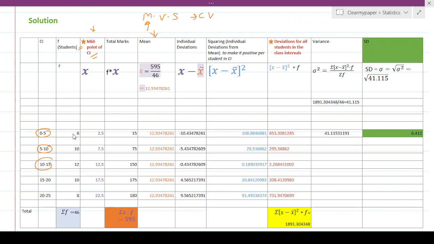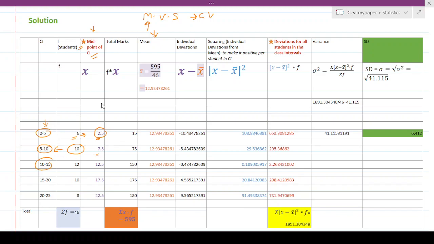So we are assuming that 6 students on an average have got 2.5 marks. We don't know exactly what they have got. They could have got anywhere between 0 and less than 5. 0, or equal to 0, and definitely less than 5, we do not know. So we are giving the benefit of the doubt. Let's take the midpoint of this, and we'll assume that these 6 students have got 2.5 marks. Similarly, the midpoint of 5 and 10 is 7.5, and we'll assume that 10 students, which is my new frequency, on an average for this class interval have got 7.5 marks.